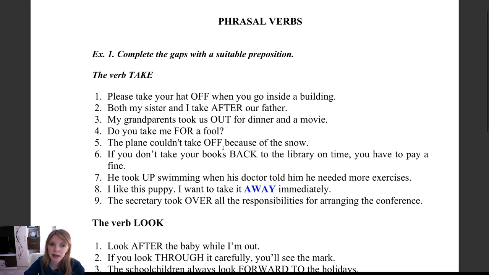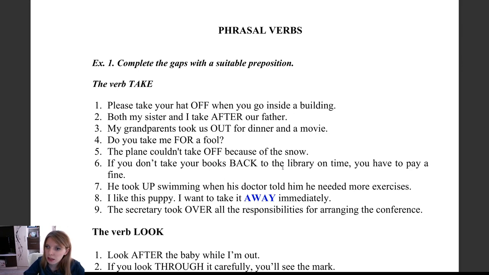Number six. If you don't take your books back to the library on time, you have to pay a fine. So to take back means вернуть обратно, принести назад. Number seven. He took up swimming when his doctor told him he needed more exercise. So he took up in the meaning заняться каким-то хобби, каким-то видом деятельности. Это именно то, о чем я только что вам говорила перед проверкой упражнения.